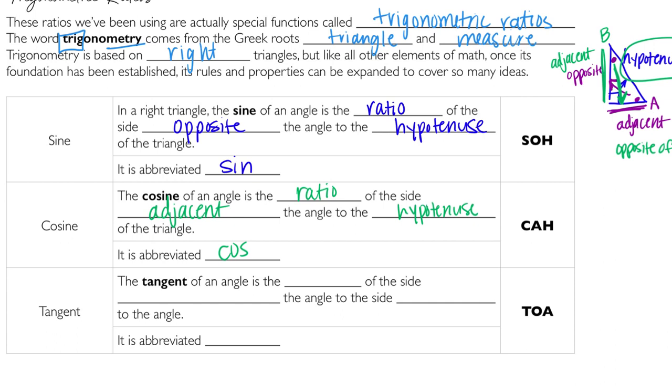And then lastly is tangent. Everybody say tangent. The tangent of an angle is the ratio of the side that is opposite that angle to the side that is adjacent to that angle. It is abbreviated TAN, tangent. So tangent is opposite divided by adjacent. It does not use the hypotenuse at all. It just uses the opposite and the adjacent.